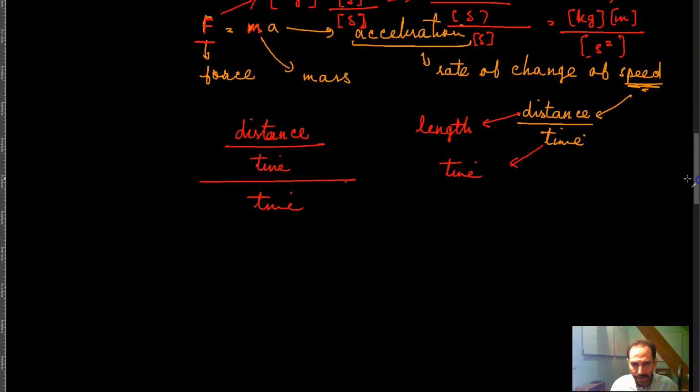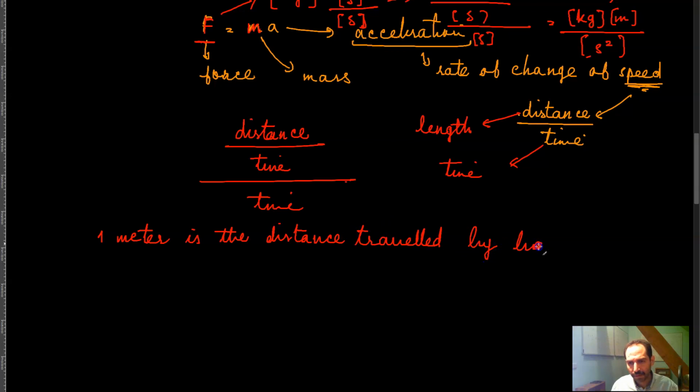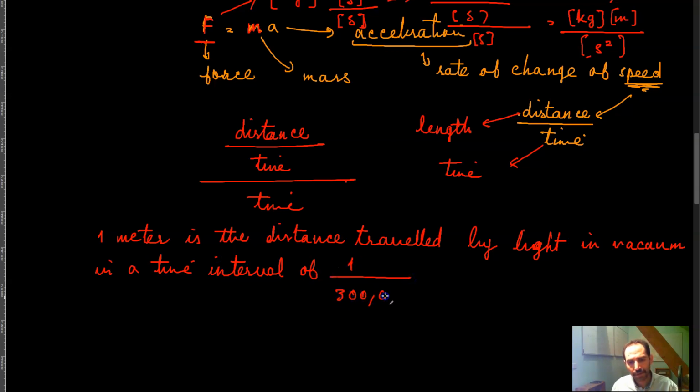So basically then you can say that 1 meter is the distance traveled by light in vacuum in a time interval of, for example, 1 divided by approximately 300 million seconds.